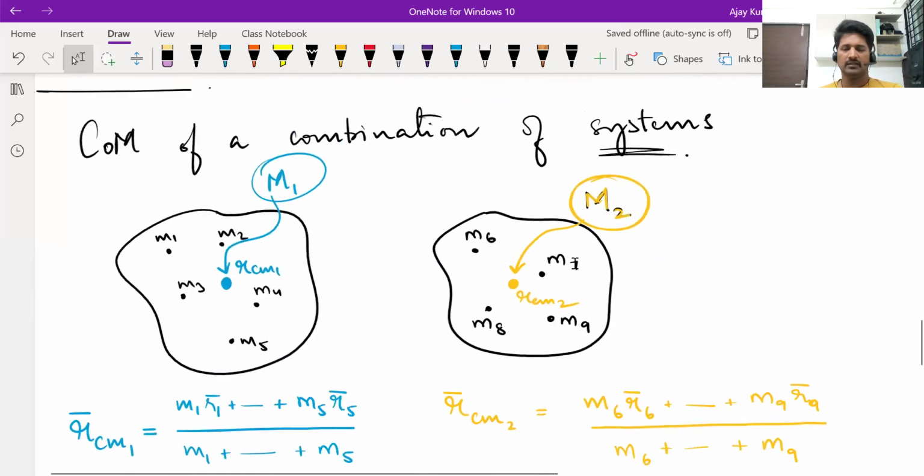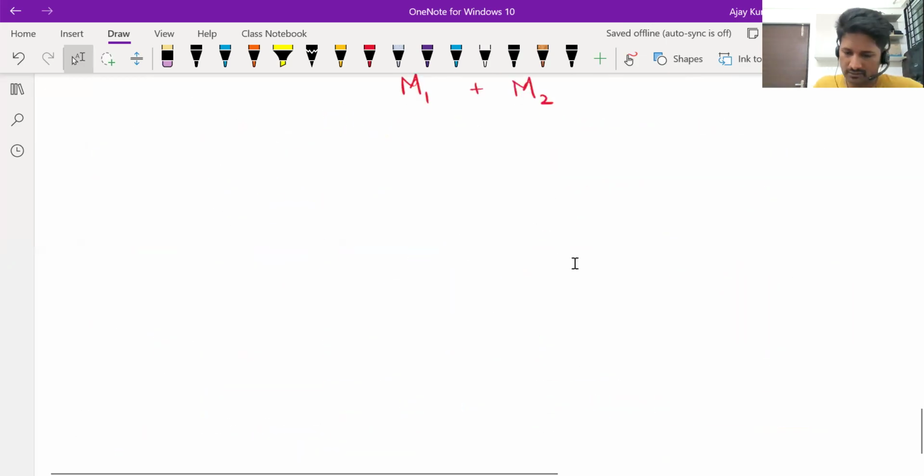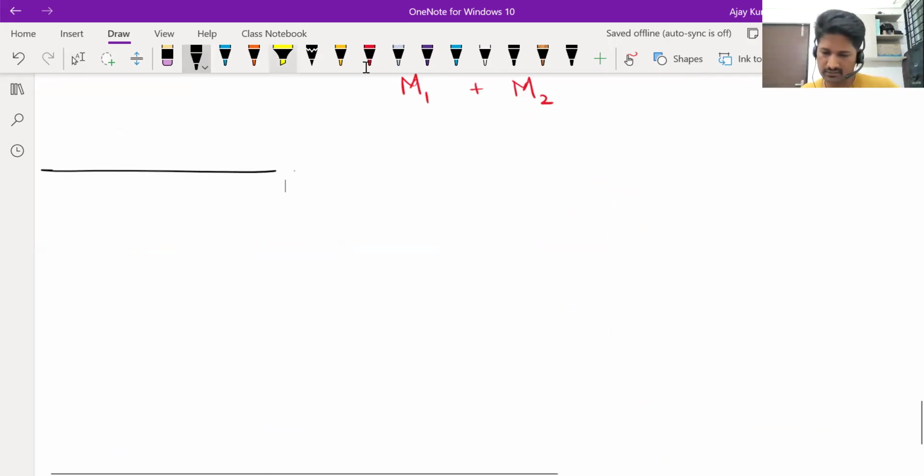So the idea is that if you are given a combination of systems whose individual center of mass you know, and you want to find out the combination's center of mass, then each system is to be treated as a single particle placed at its own center of mass. So all the mass of the first system at the center of mass of the first system, all the mass of the second system at the center of mass of the second system. Then treat it as a collection of particles and find out the effective center of mass. Okay. Let's use this idea. And this idea is very, very important. You'll understand.